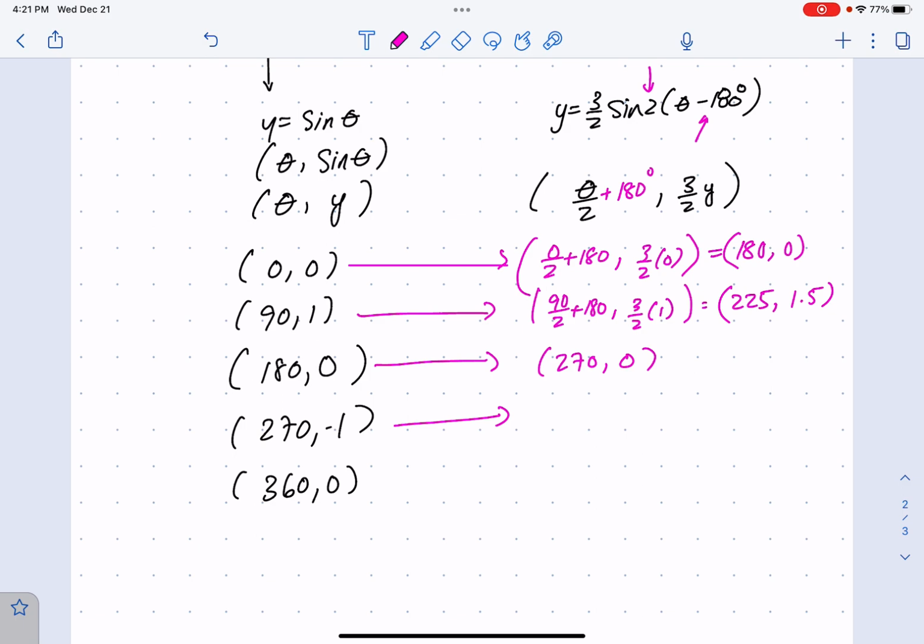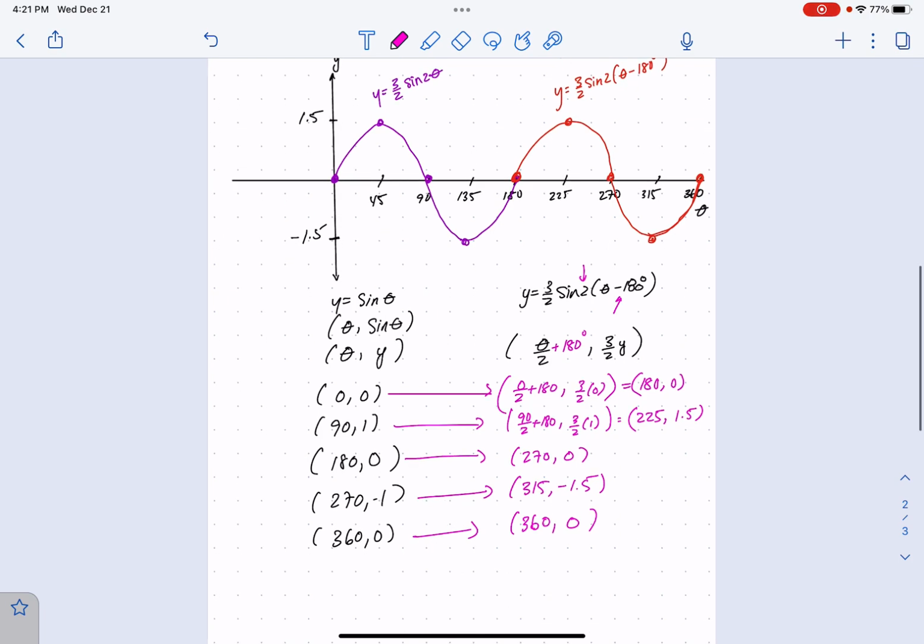And the next one's going to be 270 divided by 2. That's hard. I'm using my calculator now. 270 divided by 2 plus 180. That's going to be 315, comma negative 1.5. And finally, 360 divided by 2 is 180, plus 180 is 360. Go figure. Times 0.